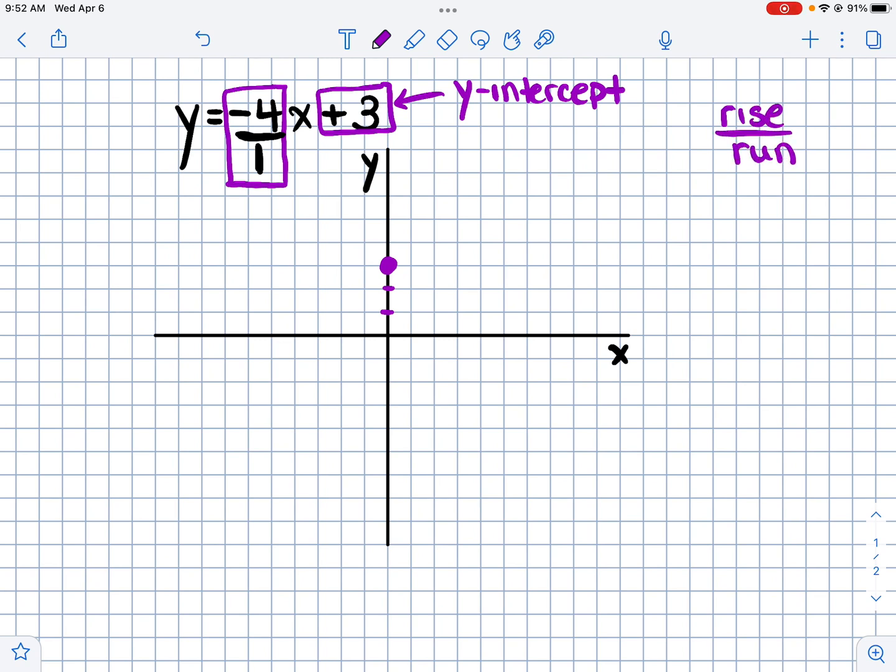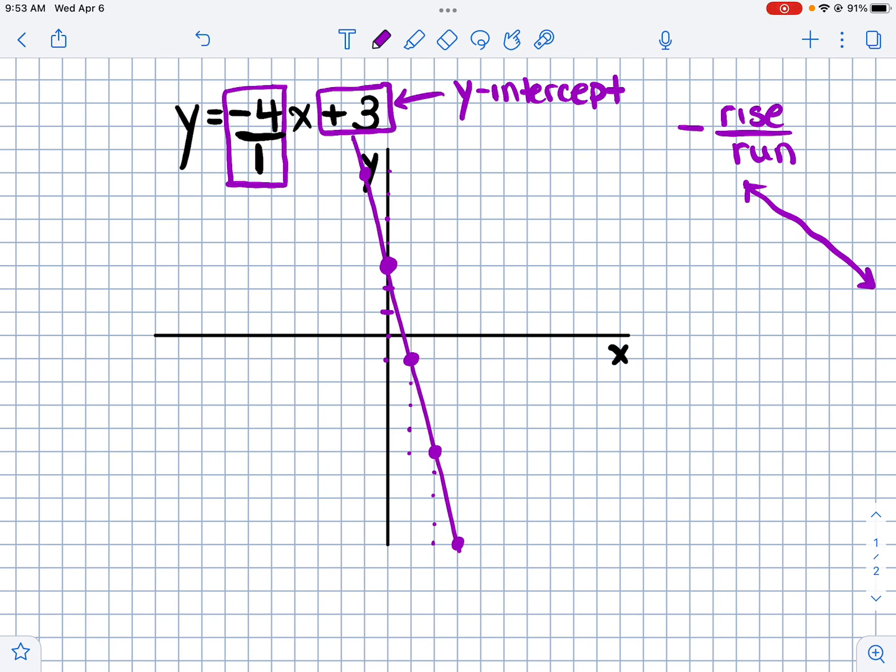So if I start at my y-intercept, I know that my next point is going to be down 4, 1, 2, 3, 4, and then over 1. And my linear relation is going to keep going in that same pattern. So down 4, over 1. Down 4, over 1. I could even go up 4, but then I have to go to the left 1. Because I know since I have a negative slope, my slope is going to go sloping down to the right.